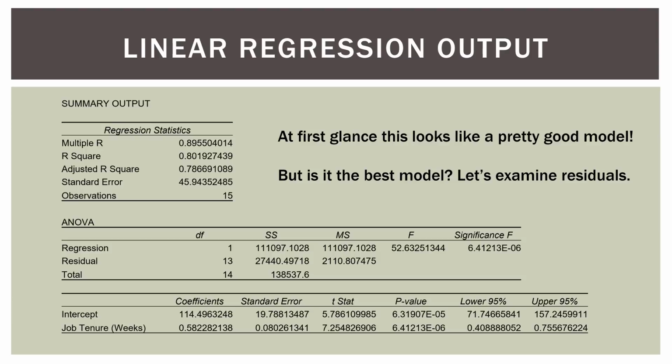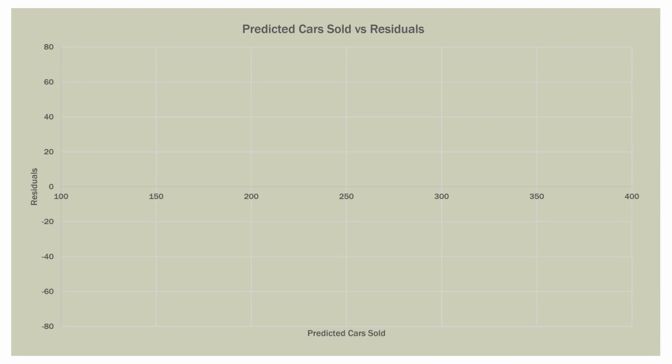At first glance, this looks like a pretty good model. But is this the best model? Let's examine the residuals. Let's look at some residuals. Here along the bottom, we have the predicted cars sold, and then the residuals over here on the y-axis on the left. Let's go ahead and plot the residuals. And here they are. Let's look at this for a second.